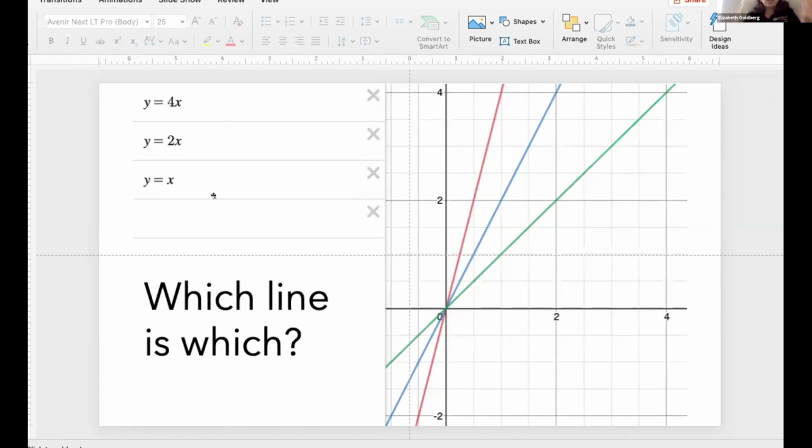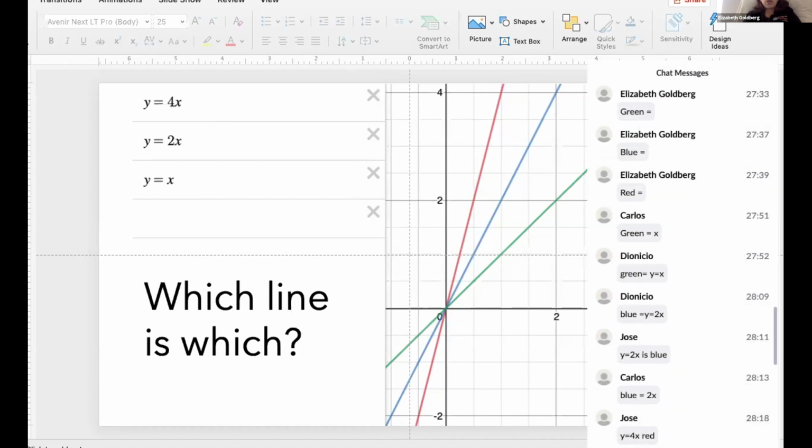I have 3 lines, y equals x, y equals 2x, and y equals 4x. One of them is red, one of them is blue, one of them is green. In your chat feature, and I'm going to make a message to you so you can all see this, you are going to put the green line equals and then tell me which box, the blue equals and then tell me which box, and the red equals and tell me, not which box, which line, tell me which line it is.